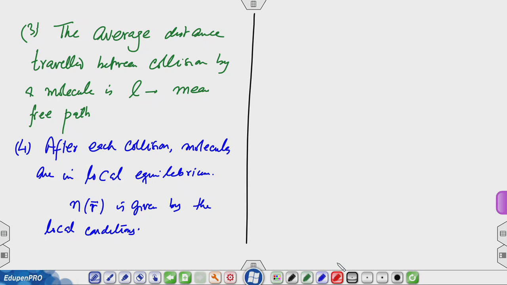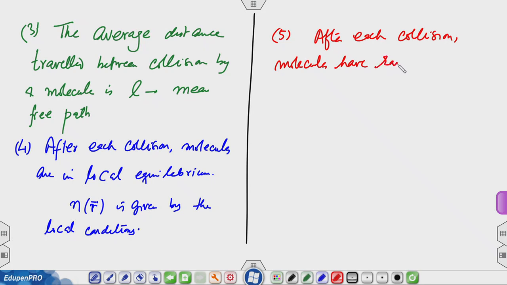And number 5, after each collision, molecules have random velocities. So they are in local equilibrium and they have random velocity. So under these conditions, let us now calculate the diffusion coefficient.